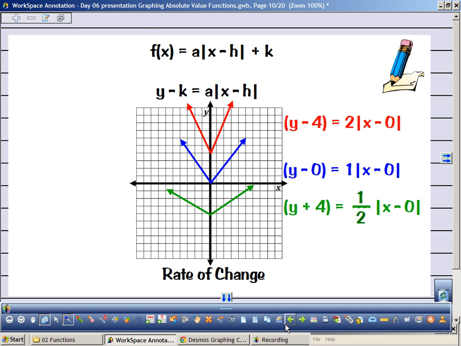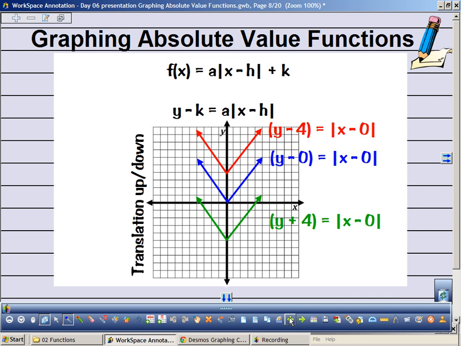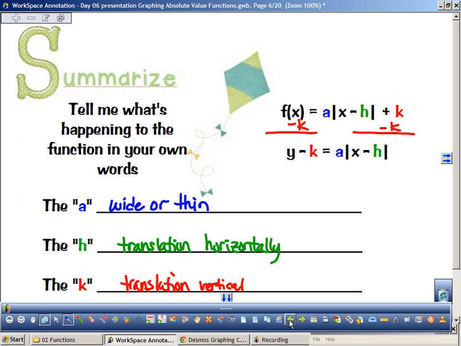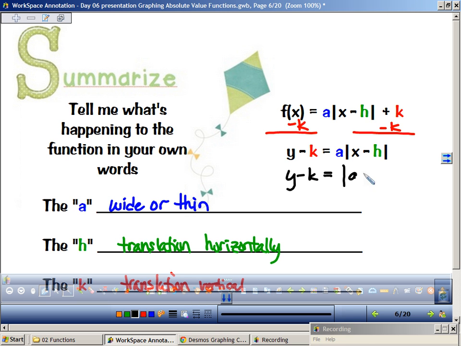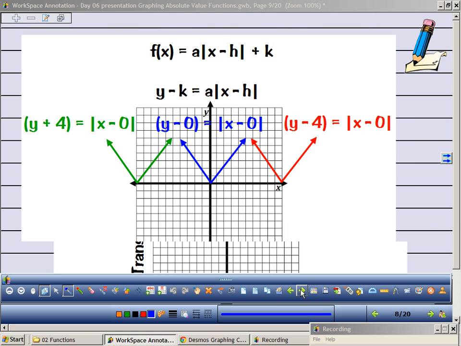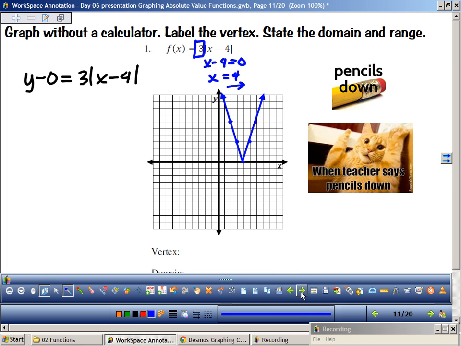Okay, so going back here to the screen, A is how wide I'm going to make it. The coefficient. Sometimes A is written like this: y minus k equals, and sometimes it's right up against x like that. It's the same thing. It's whatever is in front of x, the coefficient. Okay. Let me let you copy that one down, and then I'm going to do another one with you.